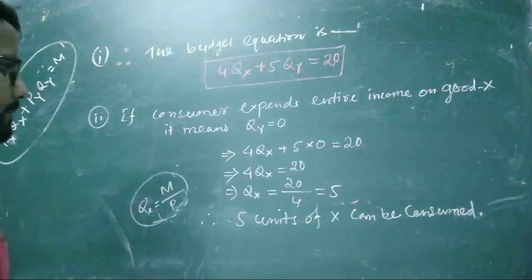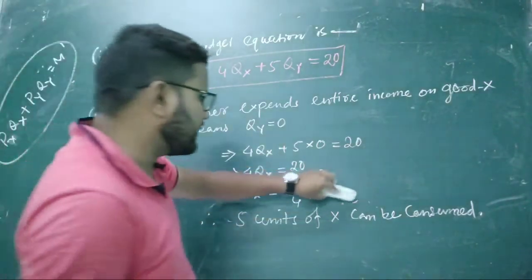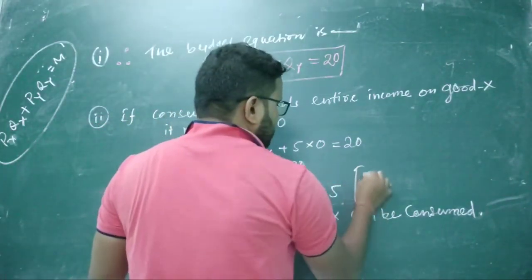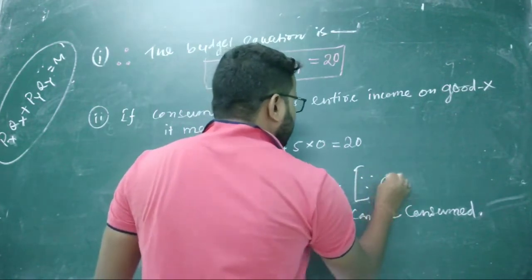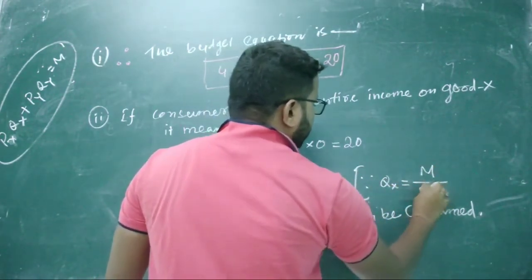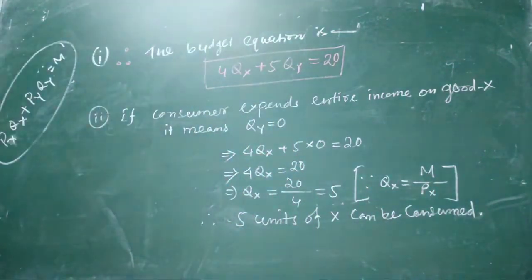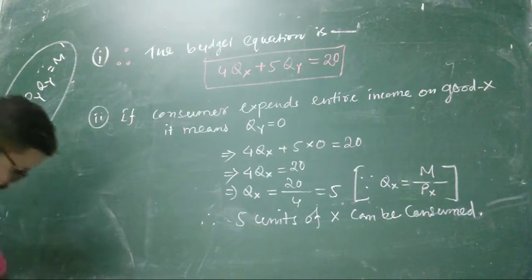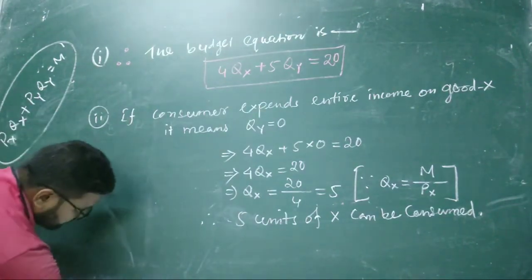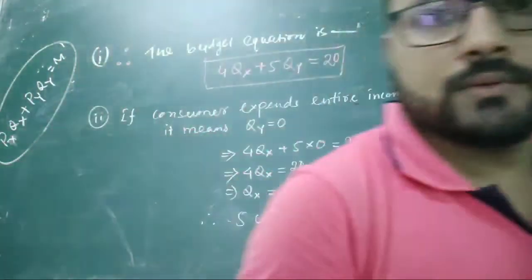The next one is, write this down, since QX equal M divided by price of X, so it will be very easy. Clear? It will be very easy to remember. Next question is the same question, so you just note this.